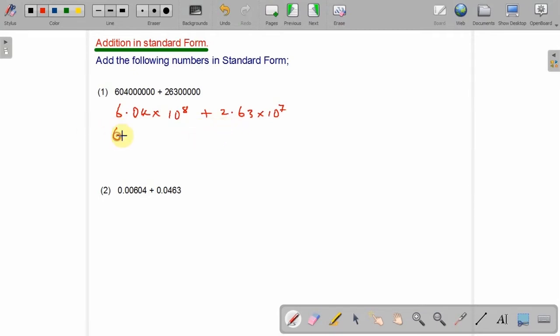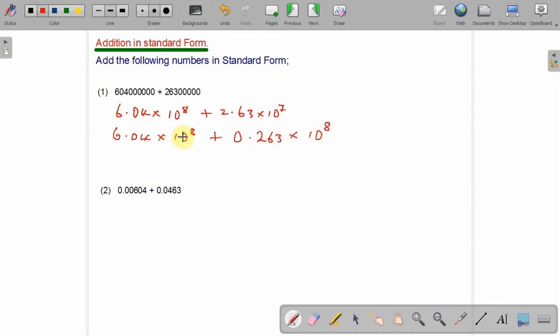Write this one again: 6.04 times 10 to the power 8 plus this one. More like you are putting 0 here now. You begin from that 0, put your point and count it. If you count it now, you are going to have 8. This is what I mean. It's now going to be 0.263 times 10 to the power 8.